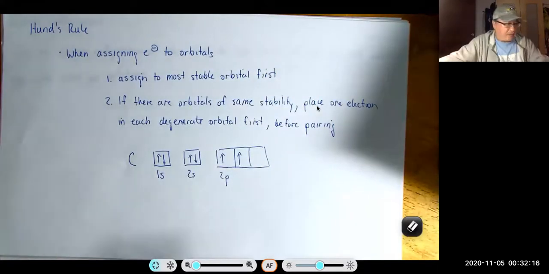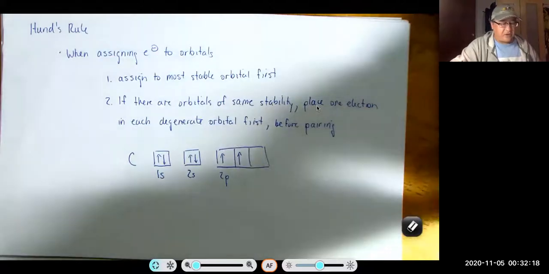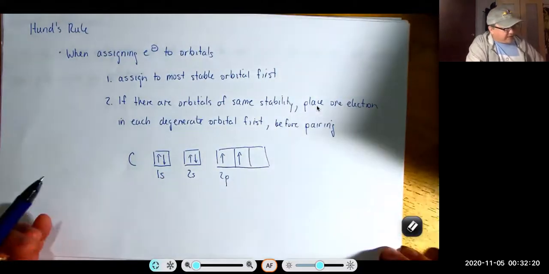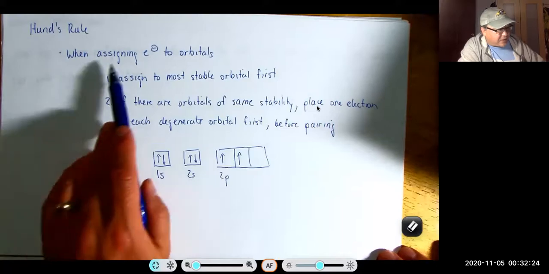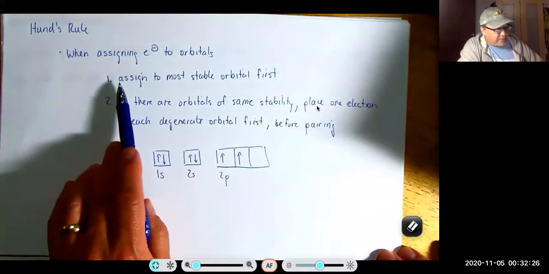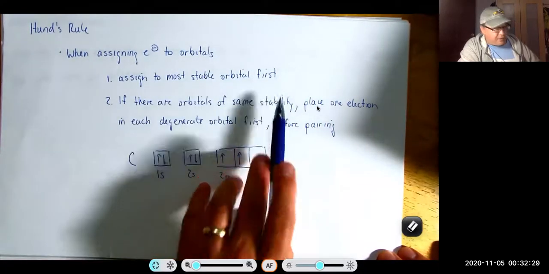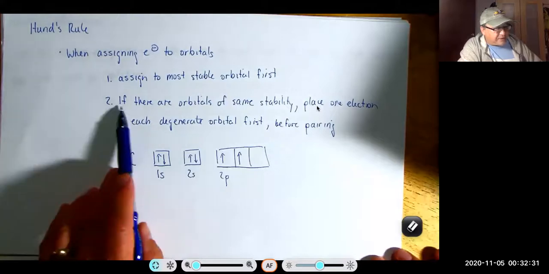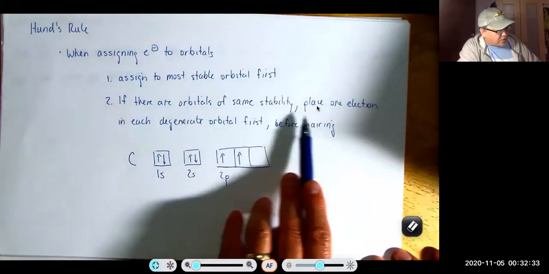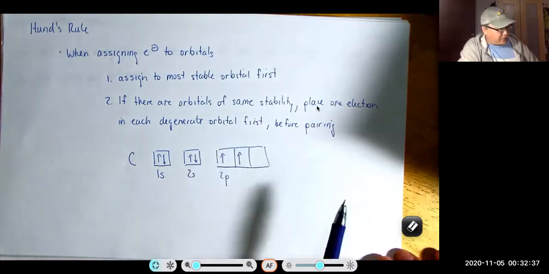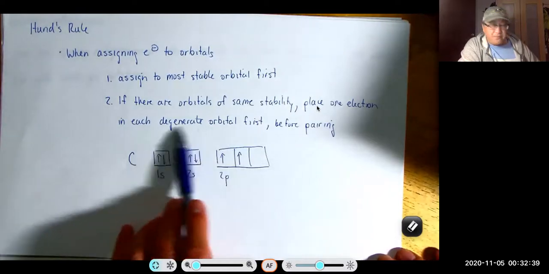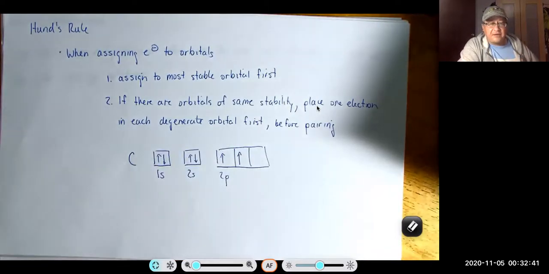Okay, so there's something else that we need to apply to this, and it's called Hund's rule. Hund's rule says that when assigning electrons to orbitals, you assign them to the most stable orbital first. We already know that. But if there are orbitals of the same stability, place one electron in each degenerate orbital first before pairing. So you might wonder, what is a degenerate orbital? Orbitals of the same energy.